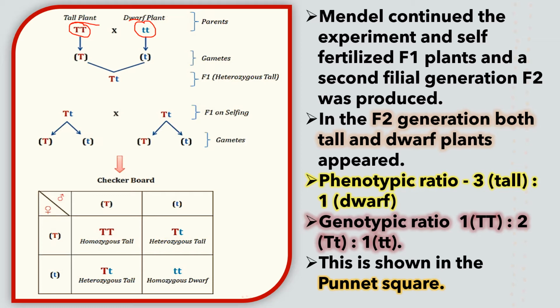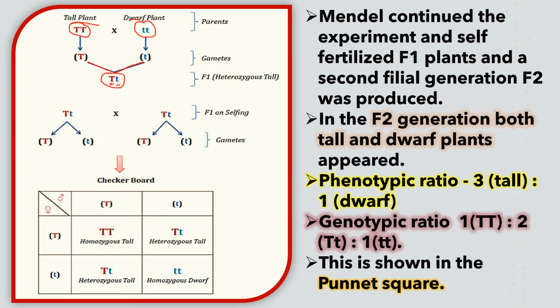During gametogenesis, they separated, and when the plant was in the F1 generation, that is the first filial generation, we got plants with mixed genes, capital T, small t, but the plants looked tall because they had the dominant characteristic capital T, that is showing that they are tall.